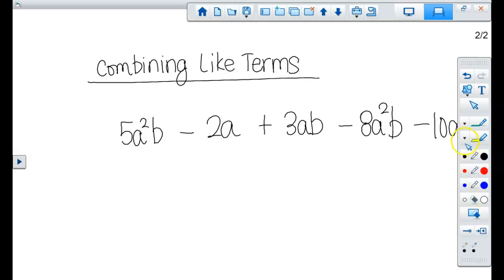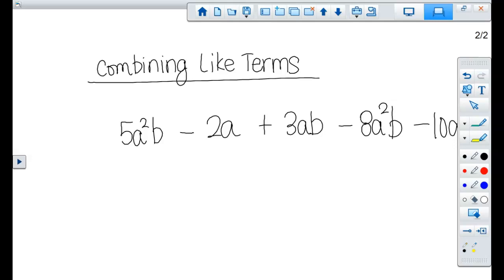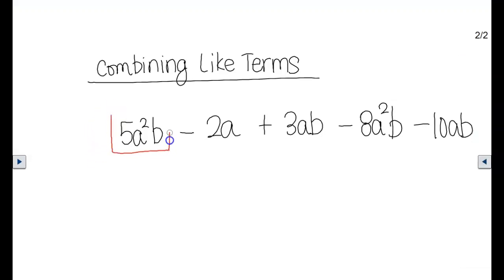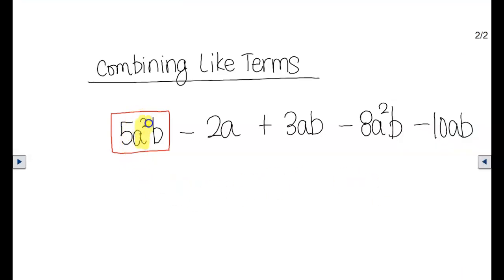The like terms are the ones that have the same variable part. Oh, and my term is covered up. I'll deal with that in a minute. Okay, so here's what we did on this. Starting out from the beginning, here is my first term, 5a squared b. The variable part of this term, I'm going to highlight it just so you'll see it a little better. The variable part of this term is a squared b. So a is to the second power, b doesn't have an exponent.